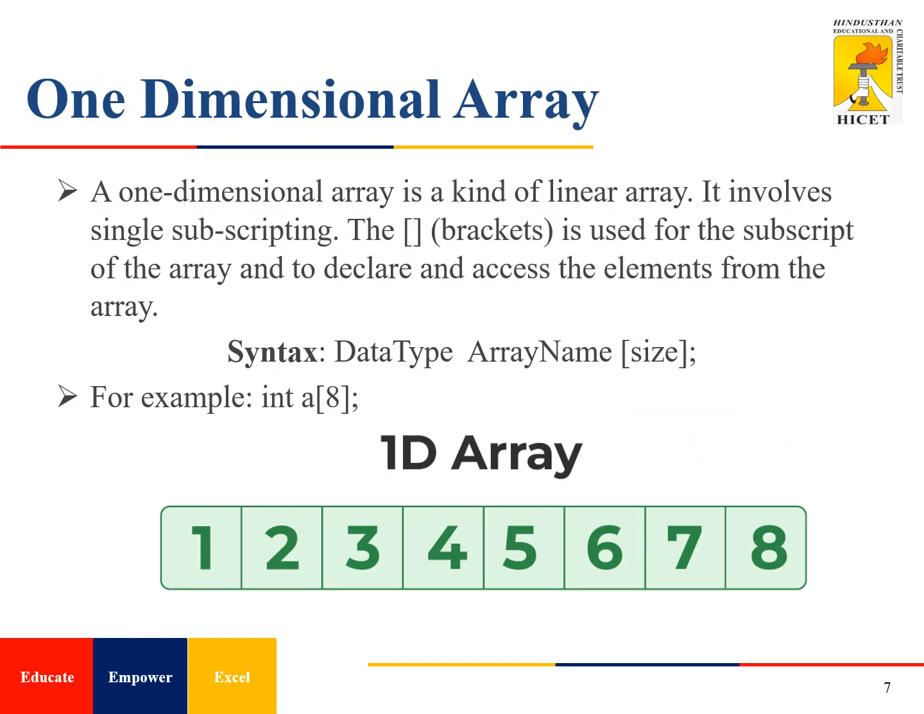One dimensional array means the array that we have been looking at from the beginning itself. It is called one dimensional array. That is, a one dimensional array is a linear array. It has only single subscripting, that is, it needs only one bracket, only one representation. If the size of the array is 8, then we can enter 8 elements to the array. That's all. That is what a one dimensional array is.